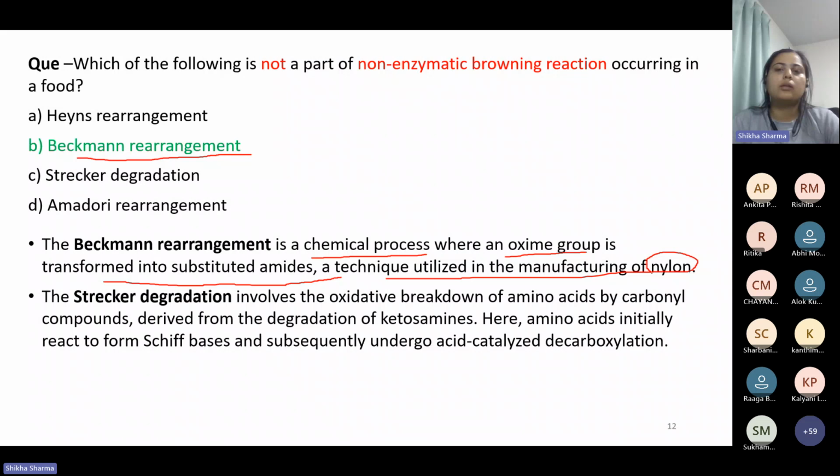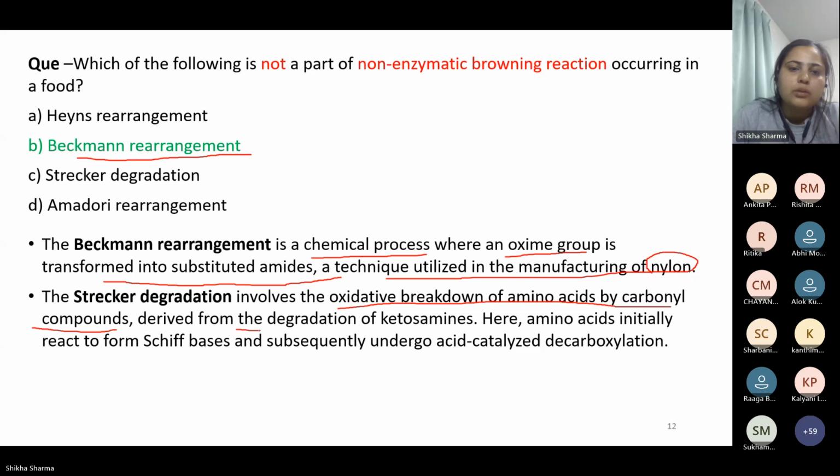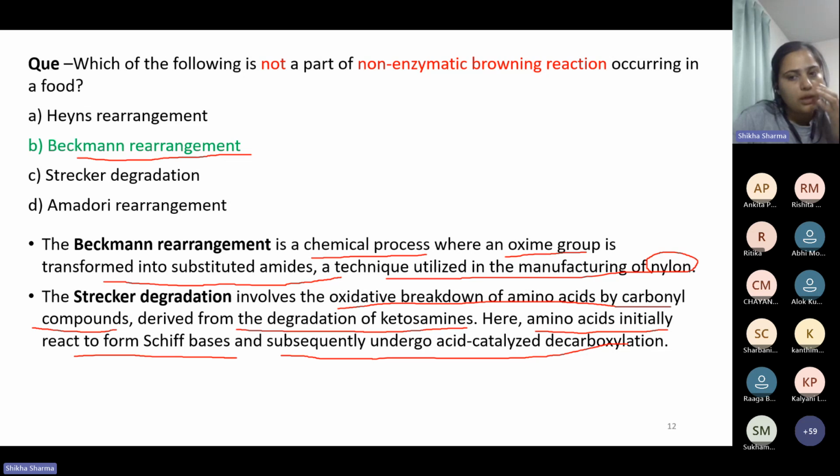So when we make nylon, there is a chemical process where an oxime group is transformed, and an amide group comes and attaches instead, which forms the nylon. And in Strecker degradation, what happens is the oxidative breakdown of amino acids by the carbonyl compounds. The degradation products of the ketose amines and the amino acids react to form Schiff bases first, and then go through an acid-catalyzed decarboxylation reaction. This is Strecker degradation.